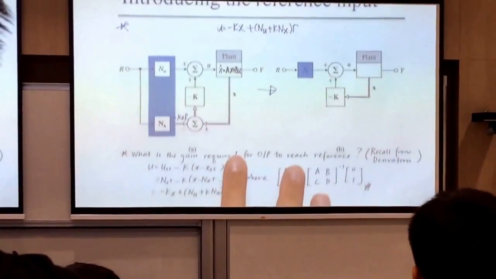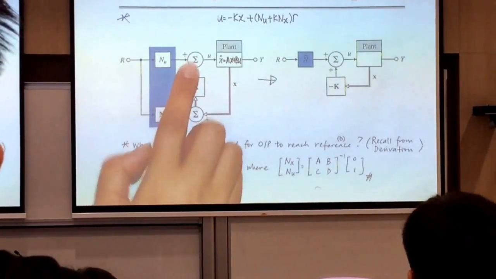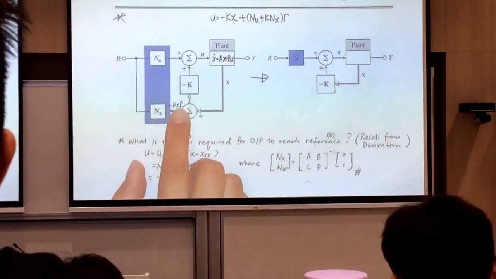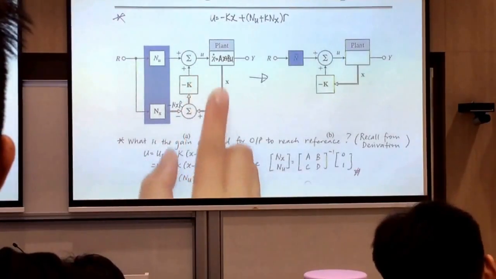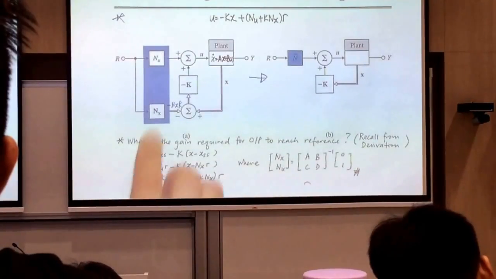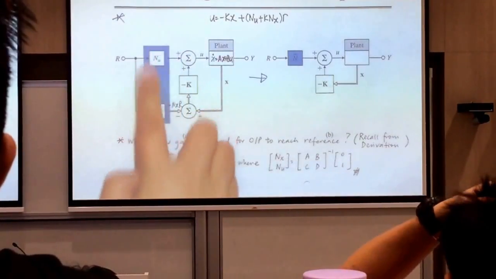Okay, so let me just repeat again. You take Nu times r here, Nx times r, and then put a minus sign, so it's minus Nxr times minus K, later on to this part here. Okay? And then you group Nx and Nu together. It's called M bar.